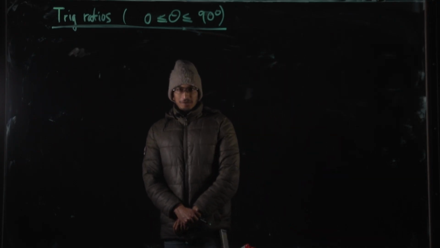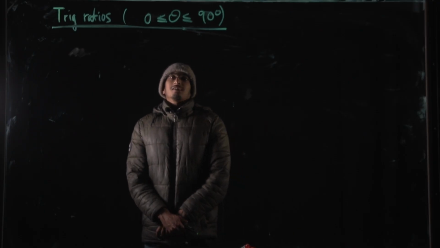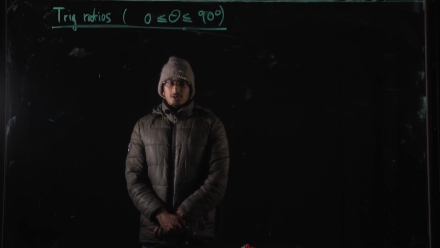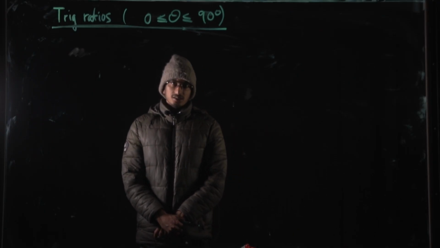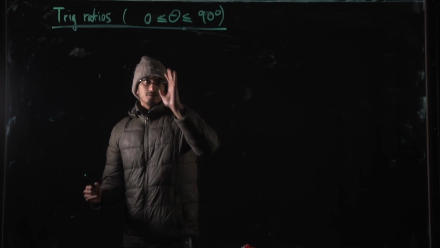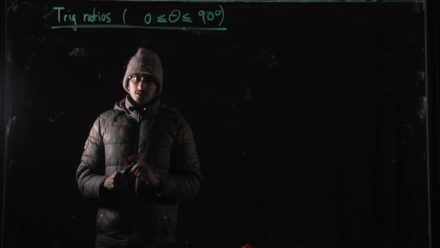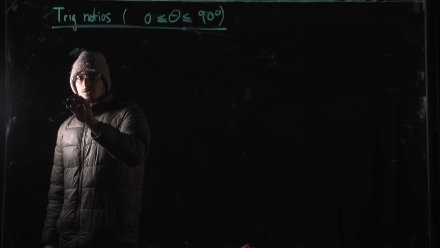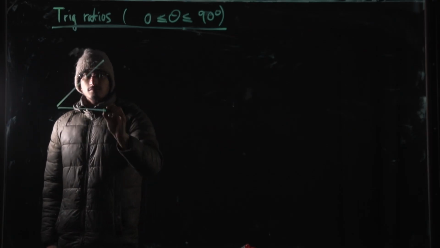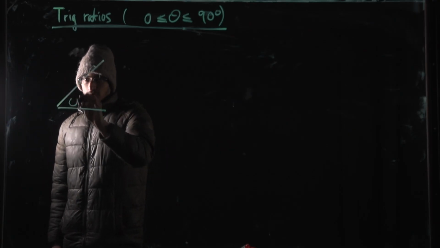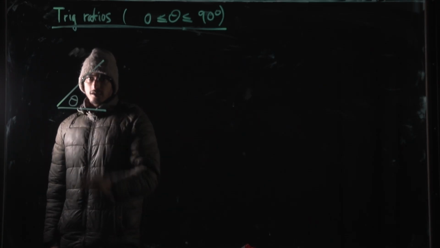Last time we talked about angles. Today we'll talk about trigonometric ratios of angles. We'll start with angles that are between 0 and 90 degrees. If you have such an angle that's between 0 and 90 degrees, I'll call that angle theta.